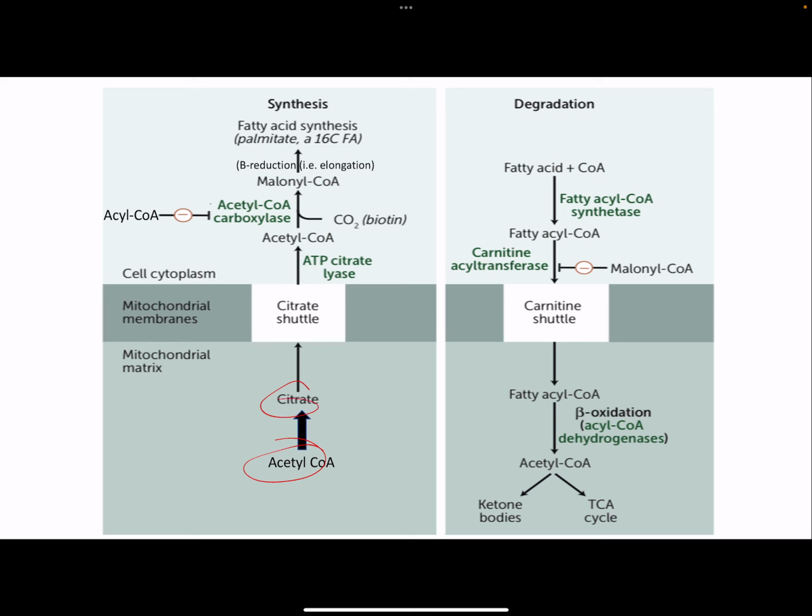Because it's not allowed through if it has a CoA. Boom, we push it through, goodbye citrate, we're back to acetyl-CoA. For reasons I don't understand, we add one, we got malonyl-CoA. Malonyl-CoA goes through beta oxidation, we got our palmitate. Remember that malonyl-CoA, if we're doing synthesis, we probably don't also want to be doing degradation.